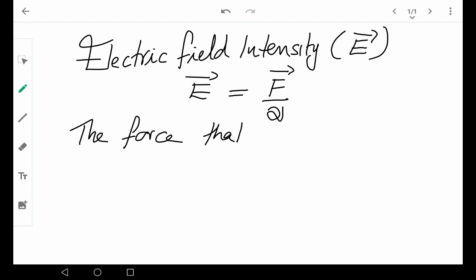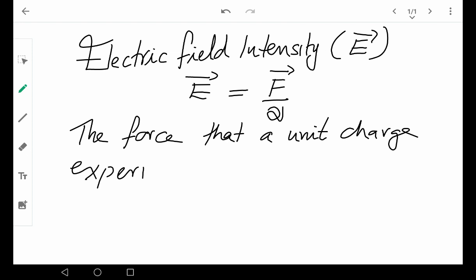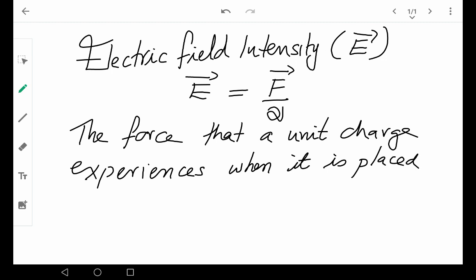that a unit charge experiences when it is placed in an electric field. Okay.